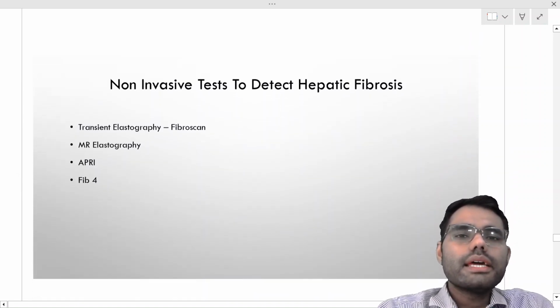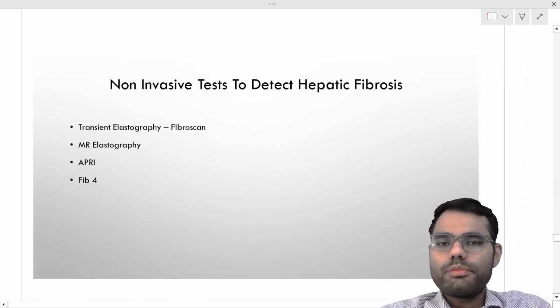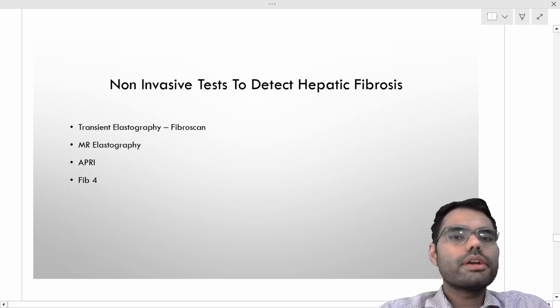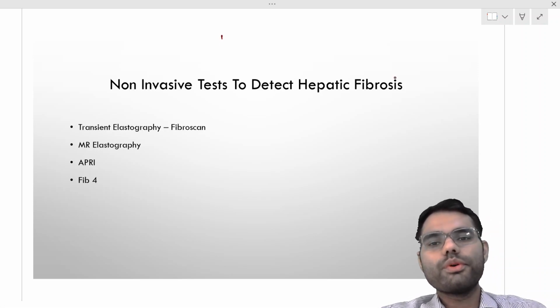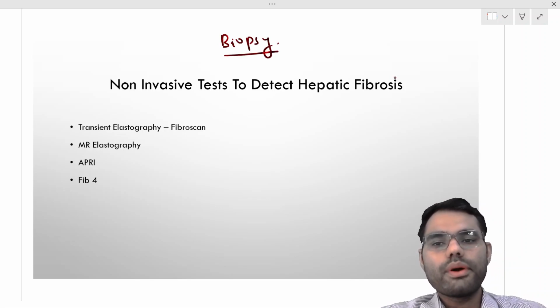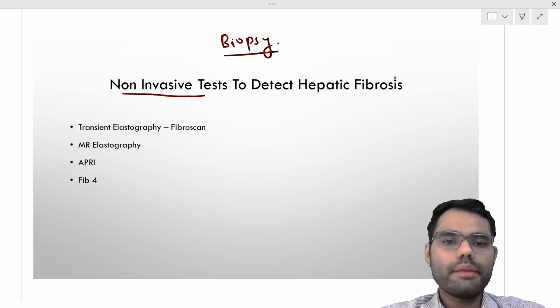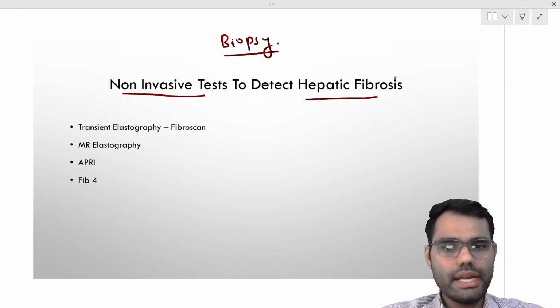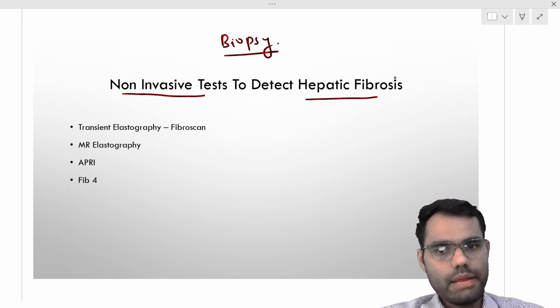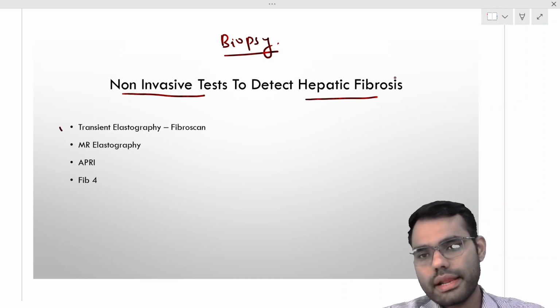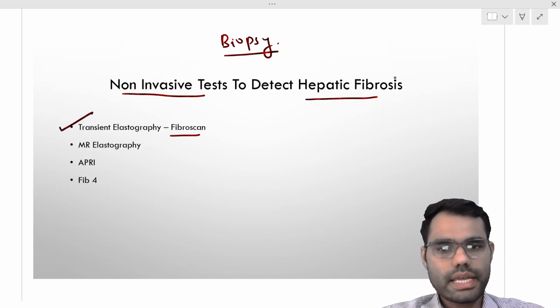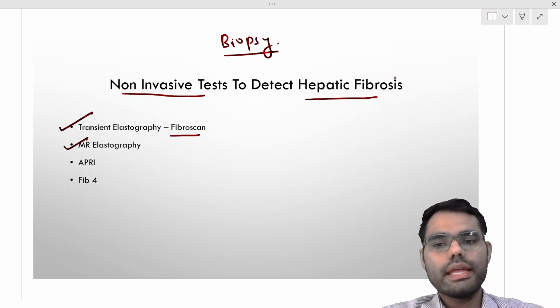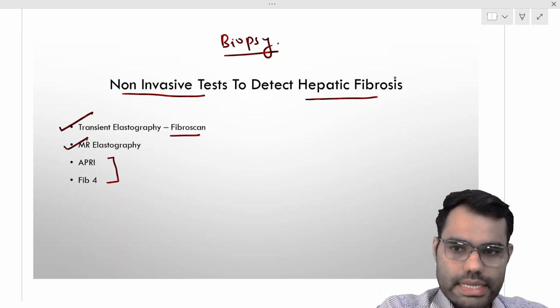Earlier, after the LFT and ultrasound report, if we suspected cirrhosis, we would have to go for a biopsy to confirm the diagnosis. But now there are a number of non-invasive tests that can detect hepatic fibrosis, and therefore the need for biopsy has gone down much. So these non-invasive tests are very important. They include transient elastography, that is the fibroscan, MR elastography, and two blood based tests, that is APRI and FIB4. Let us discuss them. What are they?